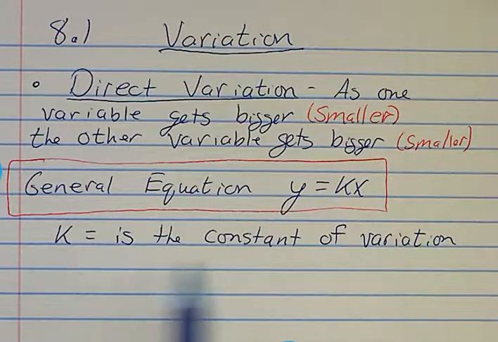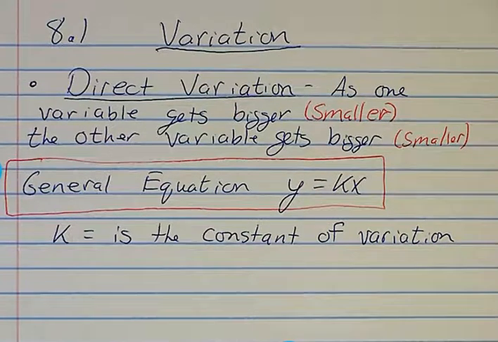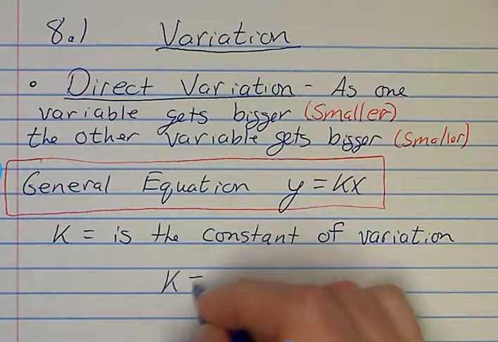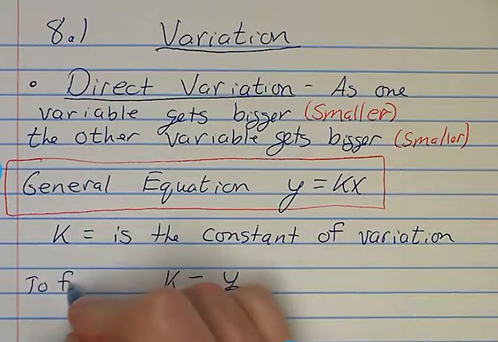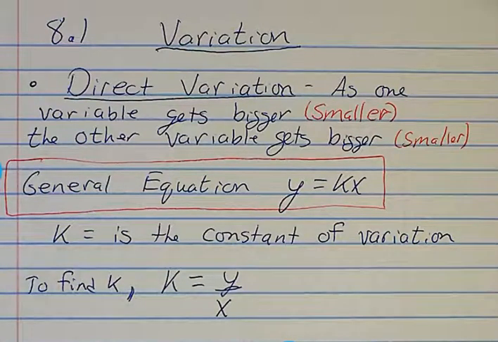And in some cases, they're going to ask you to find the k. Almost every case, you have to find the k value. If you have this equation, to find the k value, k would equal y divided by x. So to find k, k is going to equal y over x.